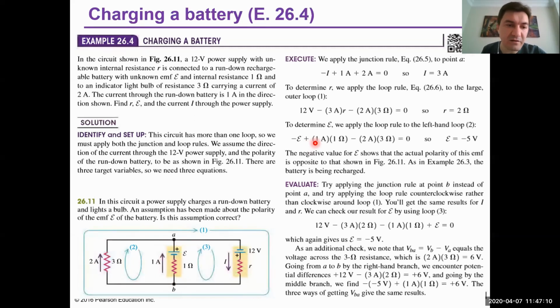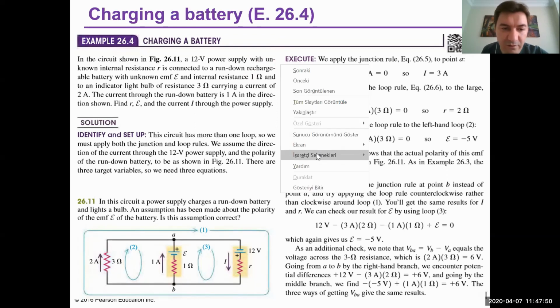And here, travel and current are in the same direction. So negative contribution from this one, negative 2 amp times 3 ohm. They are equal to 0 in total. It comes from the loop rule. So then we can calculate the magnitude of the EMF. It is given by -5 volt. So what is the meaning of -5? The negative value for the EMF shows that the actual polarity of this EMF is opposite to that shown here.